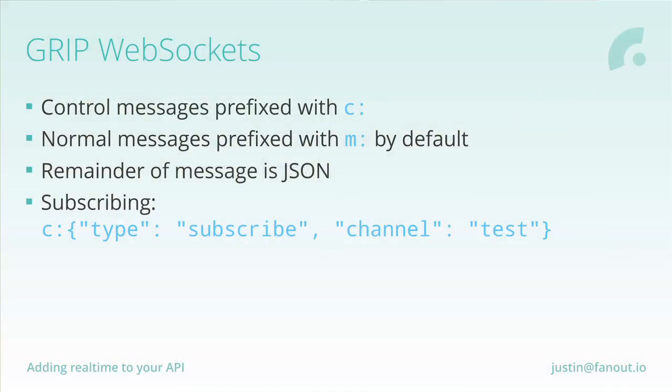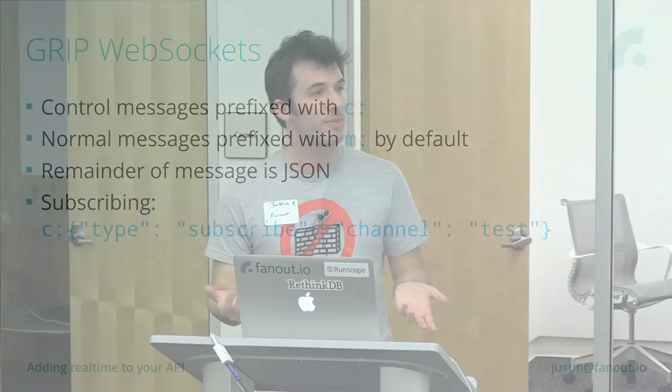The way the differentiation is done is there's just this simple 2-character prefix. If a message begins with a C and a colon, it's a control message. If it's an M colon, it's a regular message. So Pushpin will strip off those 2 characters, and if it's a regular message, it'll ship it down to the client. If it's a control message, though, it'll interpret it. For example, one type of control message might be subscribe to a certain channel, like channel test.